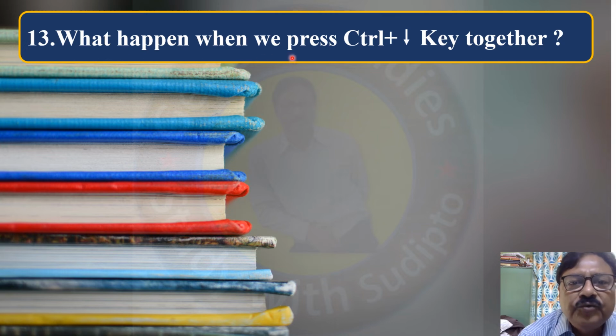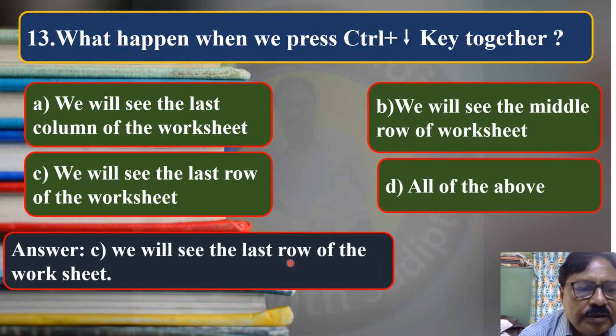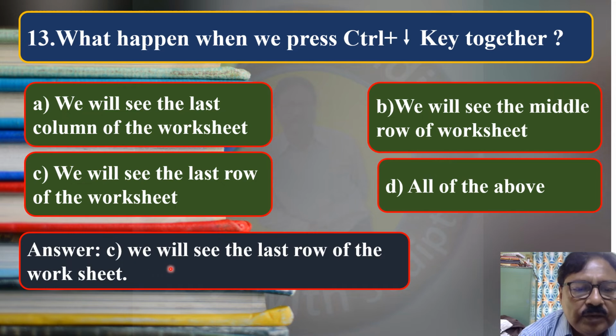What happens when we press Ctrl plus down arrow key together? Option A, we will see the last column of the worksheet. Option B, we will see the middle row of the worksheet. Option C, we will see the last row of the worksheet. Option D, all of the above. The correct option is option C, we will see the last row of the worksheet.